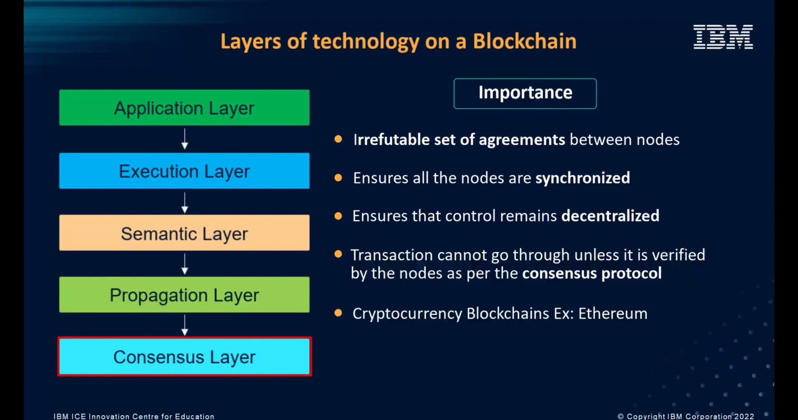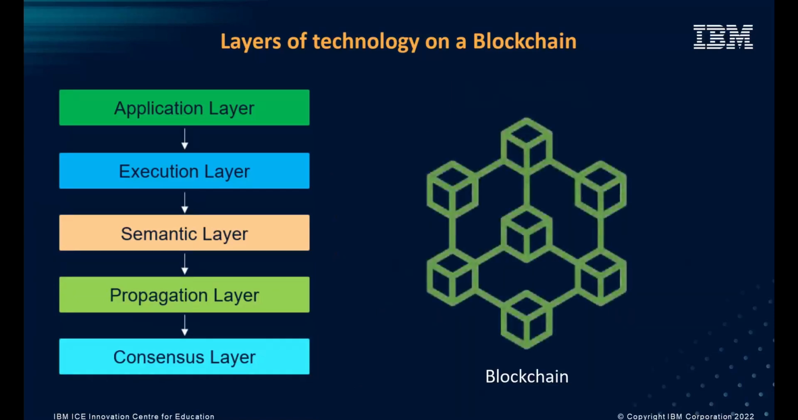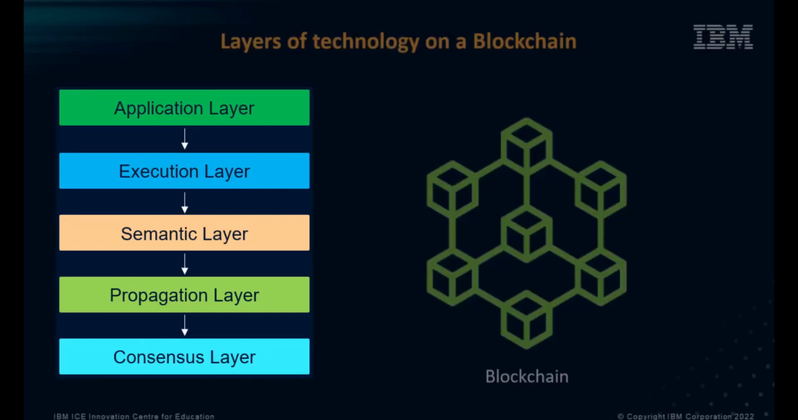In the case of cryptocurrency blockchains, for example Ethereum, consensus rewards the nodes with coins for validating the transactions and maintaining the blockchain network. Blockchains are currently extremely sophisticated, but still in their budding state. Therefore, it will take years to complete blockchain development. What we have tried to do in this module is break down the underlying components that make up a blockchain into technical layers so that we can comprehend the concept better.